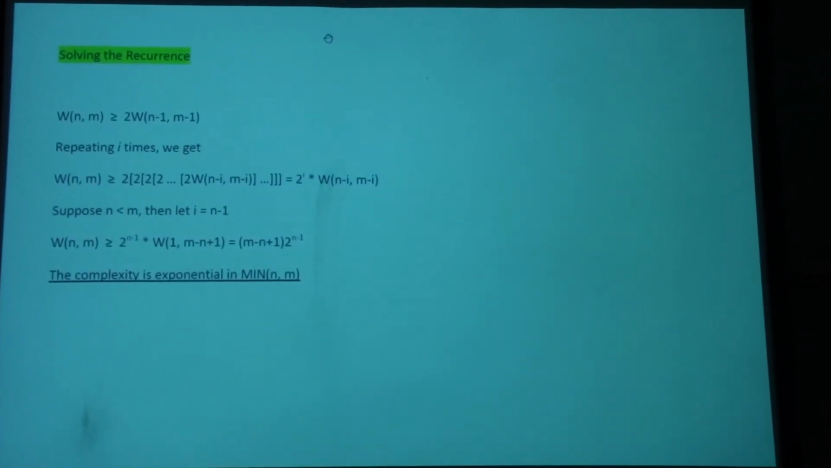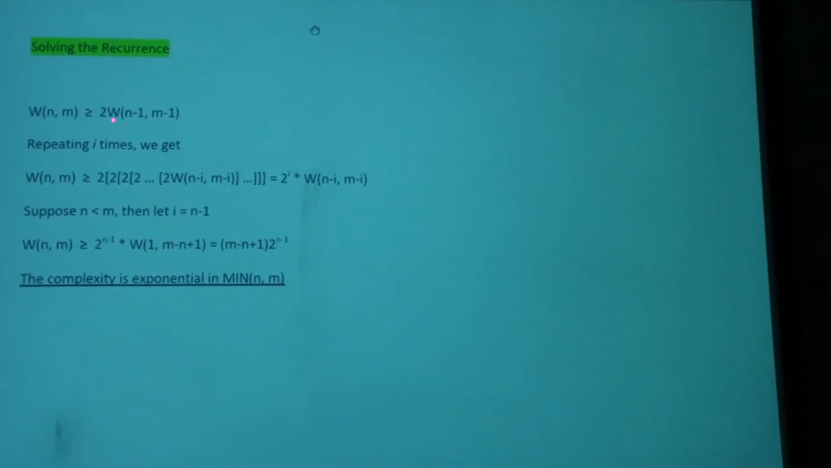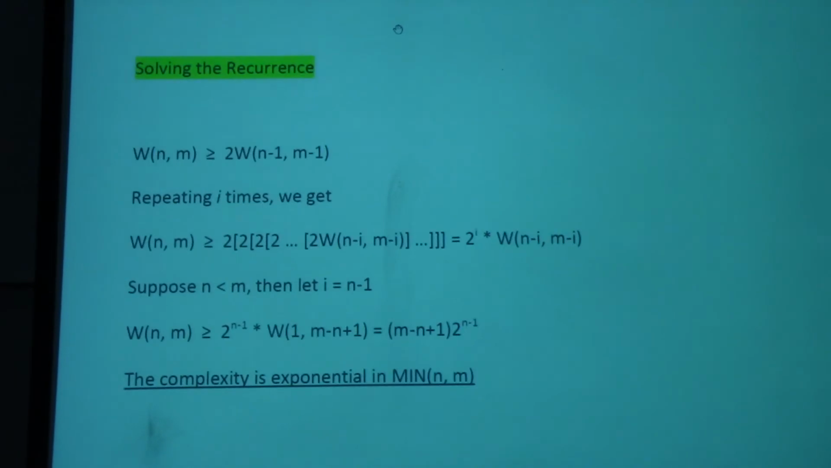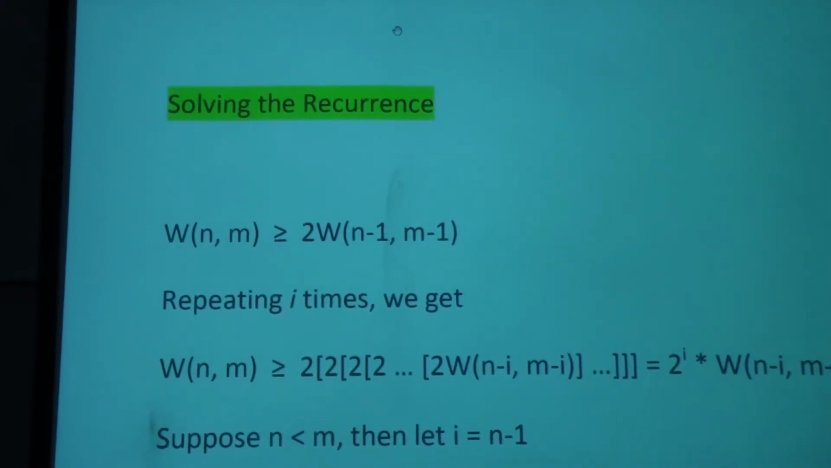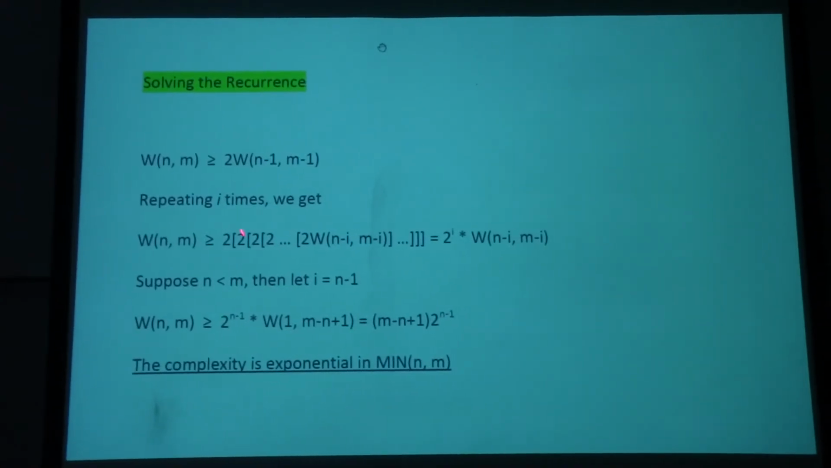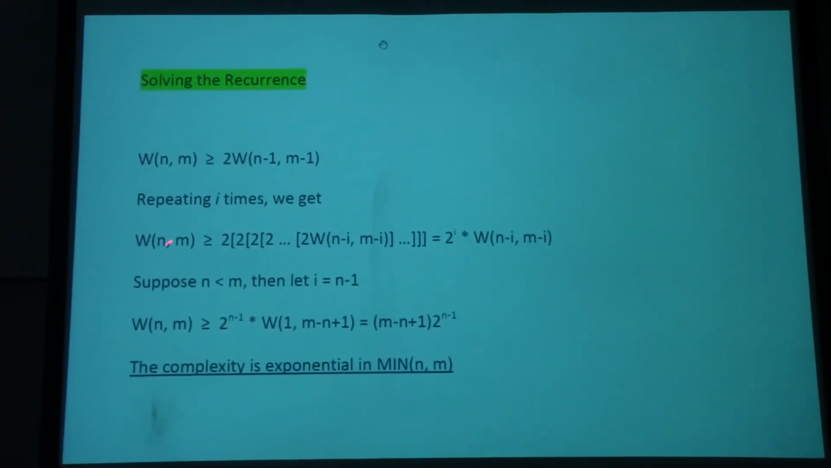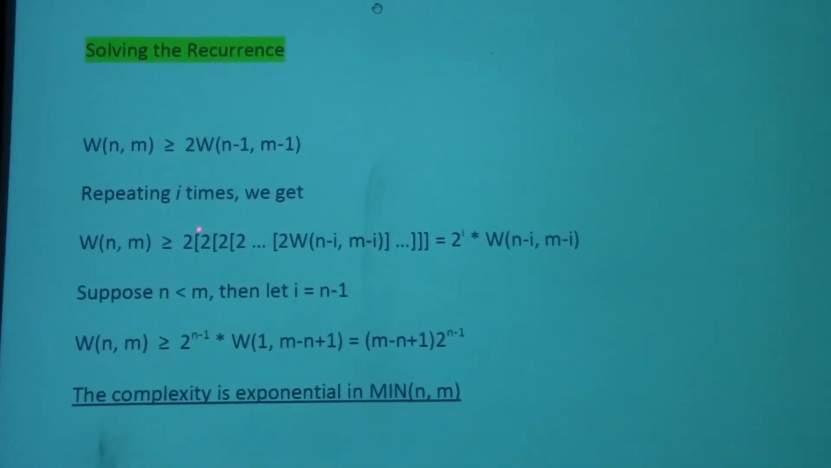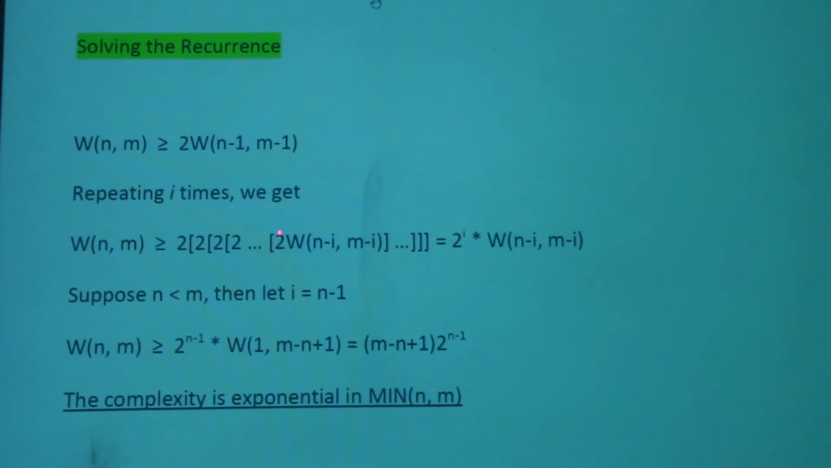All right. So if we do this recurrence, we get w of nm is greater than or equal to 2w of n minus 1, m minus 1, the same thing we had before. And if we repeat this i times, look what's going to happen: 2 times 2 times 2 times 2, times w of n minus i, m minus i, which is going to be 2 to the i times w of this one.